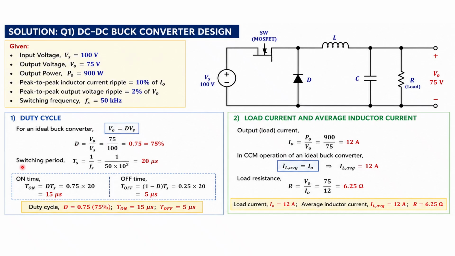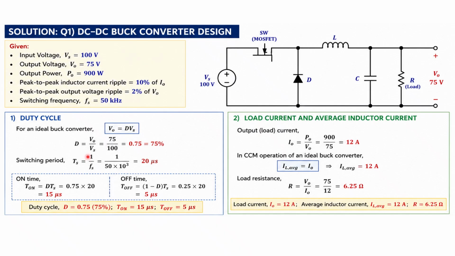Now we can additionally calculate the switching time period. We know that the time period is the reciprocal of the frequency. The frequency given is 50 kilohertz, so the time period is 1 upon 50 into 10 raised to 3, which is equal to 20 microseconds. This is the time period.